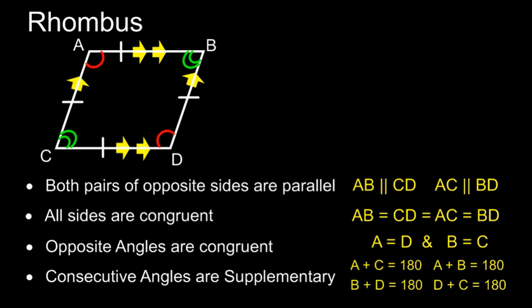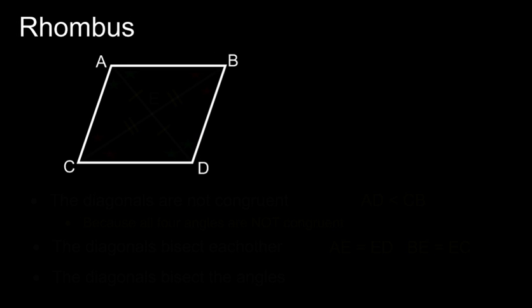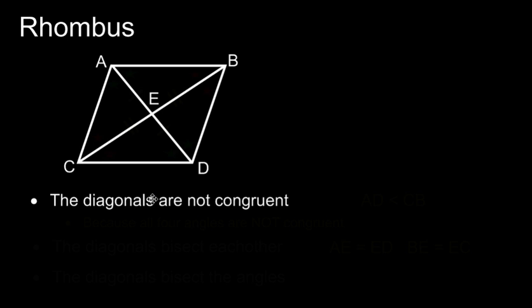Now, just like a rectangle and a parallelogram, we're going to talk about the diagonals of a rhombus. So we'll first look. We have our two diagonals here, and they intersect at point E. Okay? And the first thing we need to know about the diagonals is they are not congruent. Okay, so in a parallelogram they were not congruent. In a rectangle they were congruent, but this time they are not congruent.